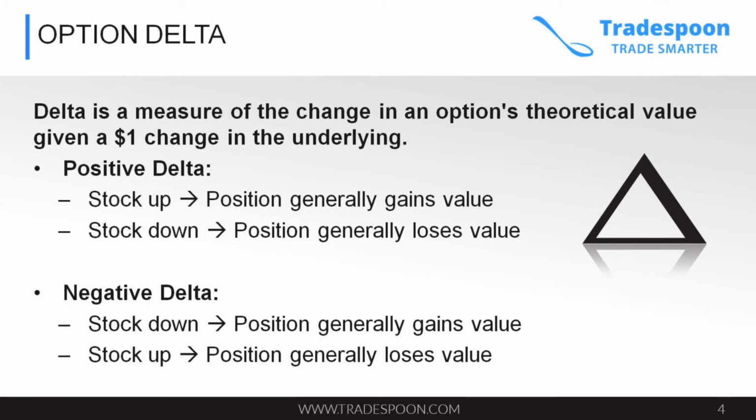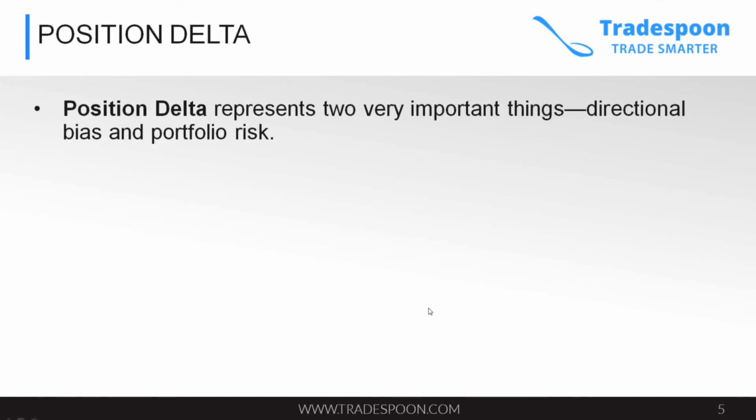When the stock is up, the position generally gains value. When the stock is down, the position generally loses value. So positive delta means you're bullish on this position. If you're short, if you have a put or you have a short call, then you are bearish on the underlying stock. So position delta represents two very important things: directional bias and portfolio risk.